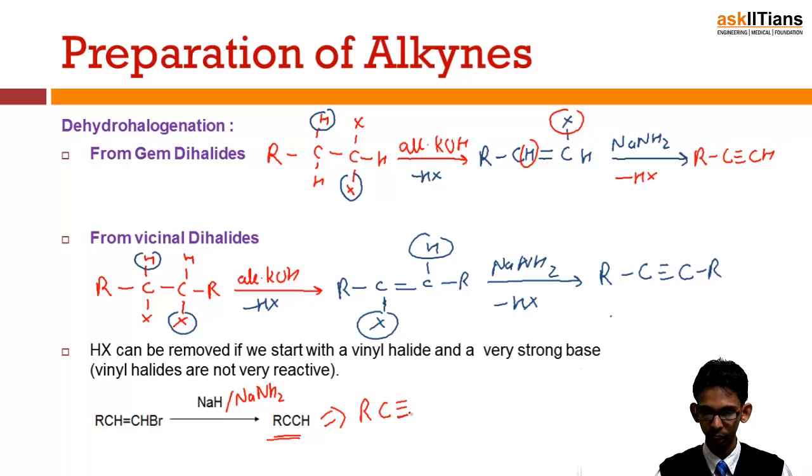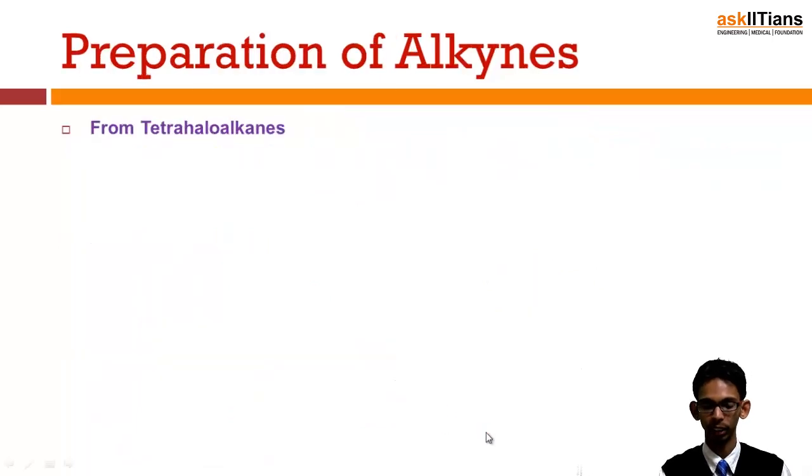RC triple bond CH. This is also beta elimination, RCH double bond CHBr. In this compound, the Br and this H came out in the form of hydrogen bromide and resulted in the formation of alkynes. So these are the three methods.